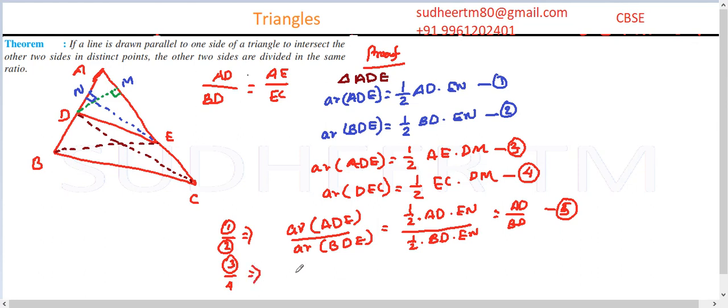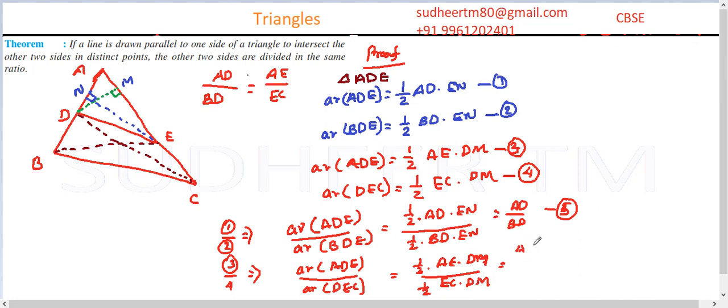Now consider equation 3 by equation 4. Okay, what are we getting here? Area of ADE divided by area of DEC is equal to half into AE into DM divided by half into EC into DM. Half cancel, DM cancel, we simply get a ratio AE by EC. See, that is the right side two parts after we drew the line, AE by EC. Okay, that's equation number 6.